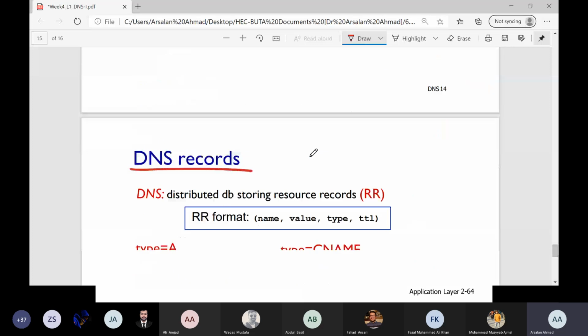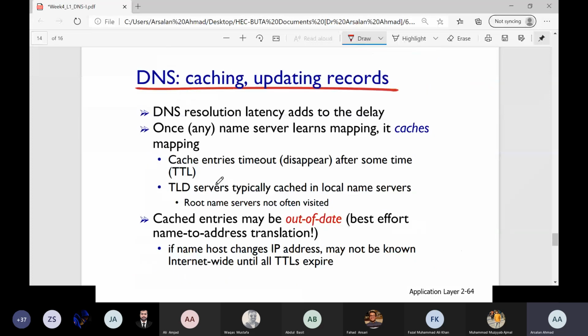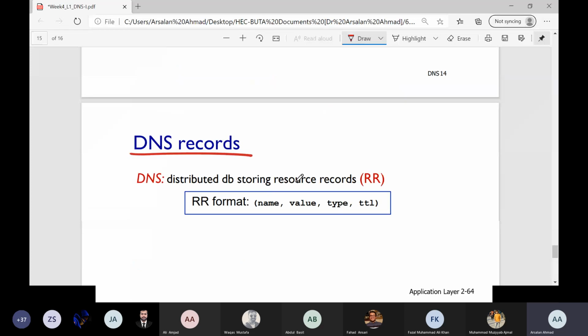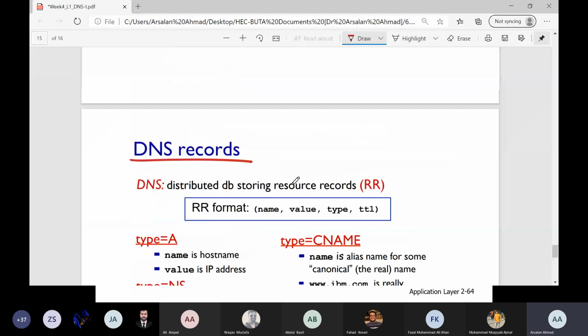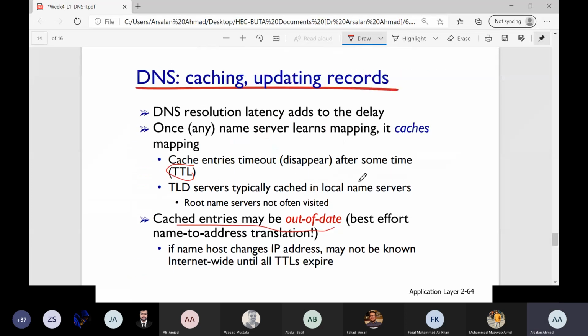Now the cache entries are not there for permanent time. They have a TTL, a time to live, and after some time the cache entries can become out of date and have to be renewed. That time is usually, I don't remember exactly, maybe 20 minutes in the case of DNS cache, or maybe it's 2 days. No, please check that out. I don't actually remember how long the cache entry remains.